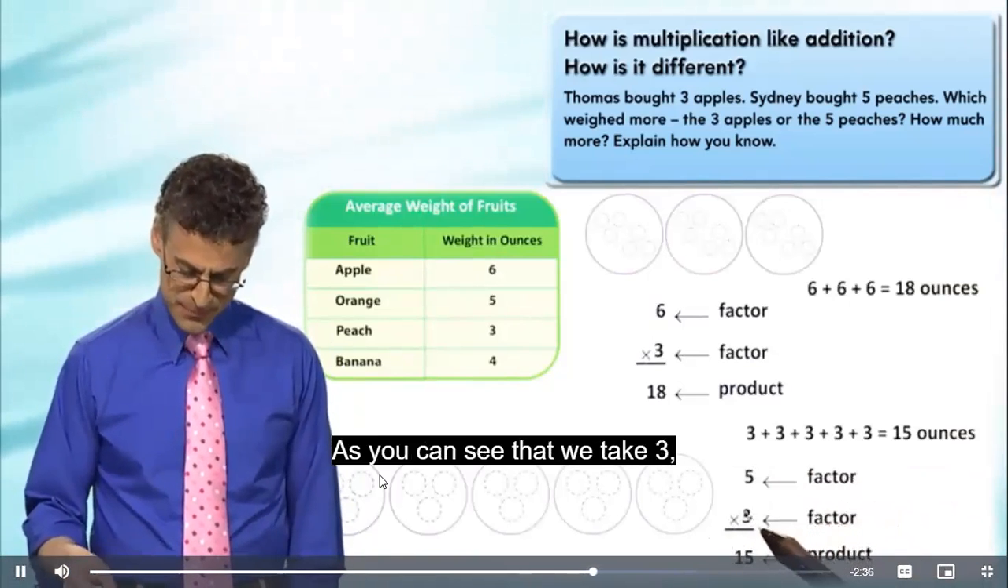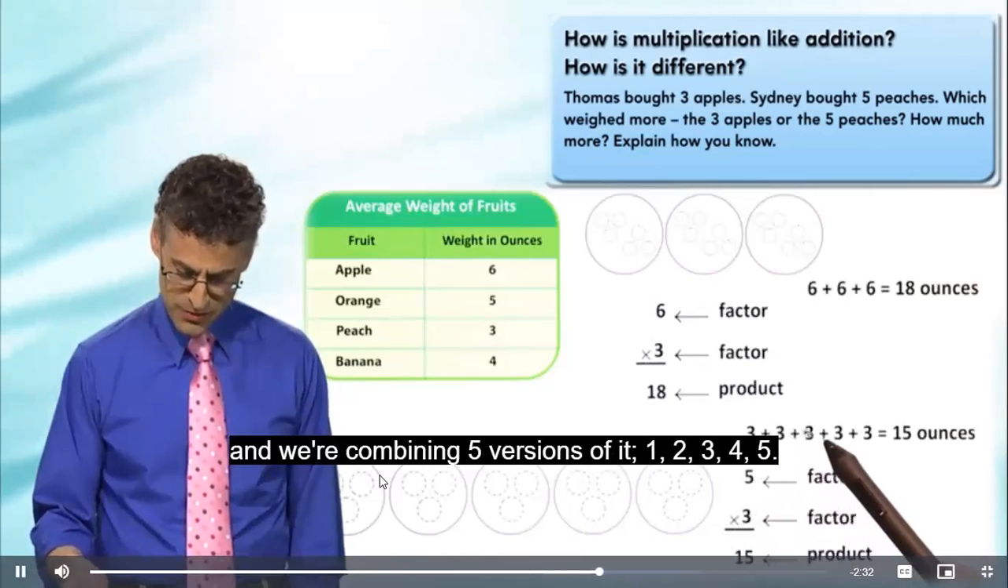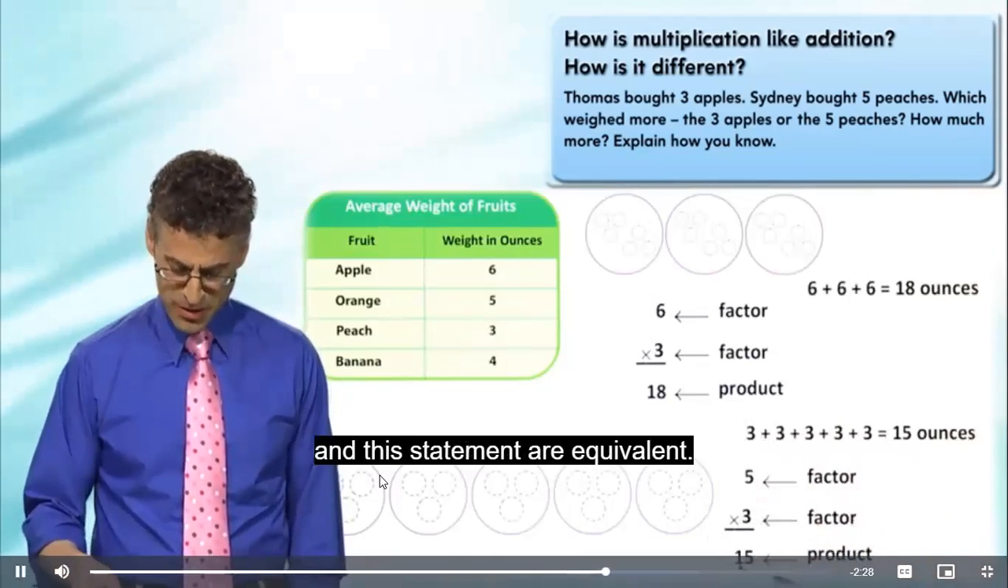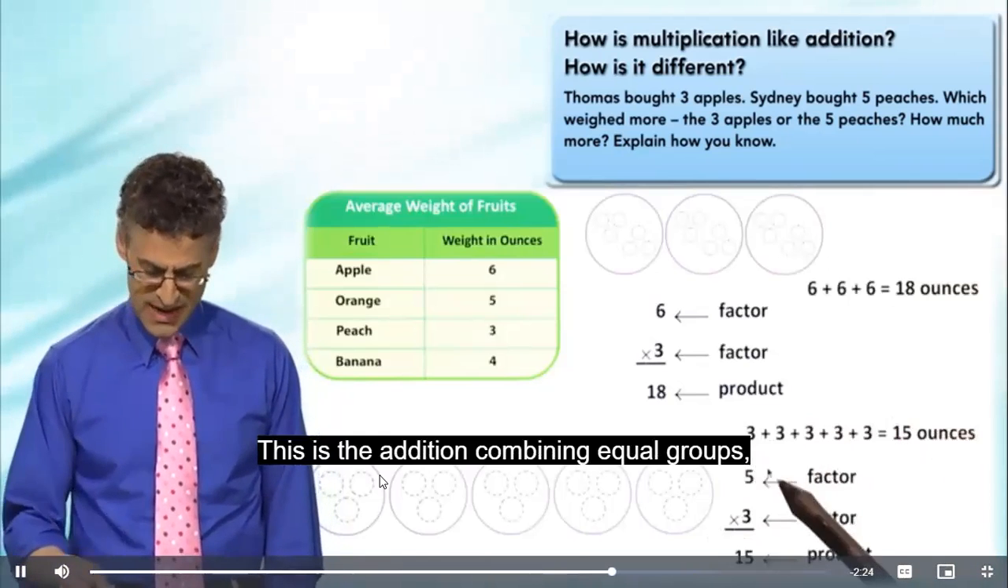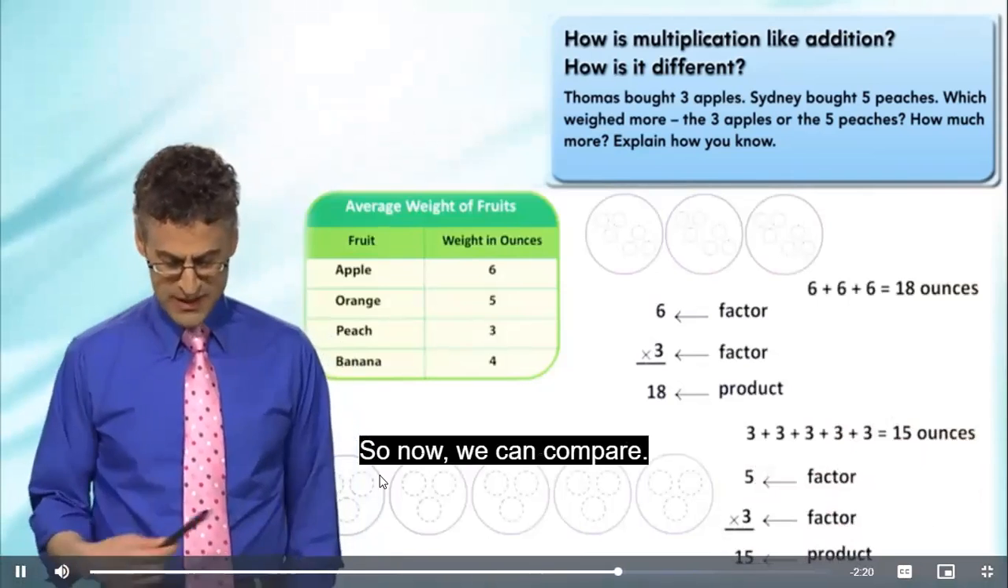And so you can see that we take 3 and we're combining 5 versions of it. 1, 2, 3, 4, 5. There's the 5. So this statement and this statement are equivalent. This is the addition, combining equal groups, and here we're just compactifying that into multiplication. So now we can compare.